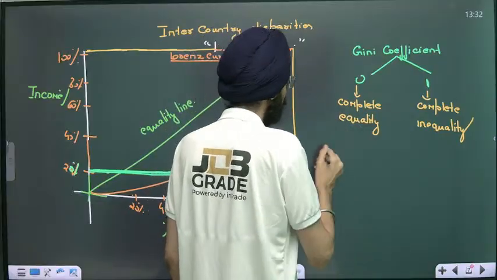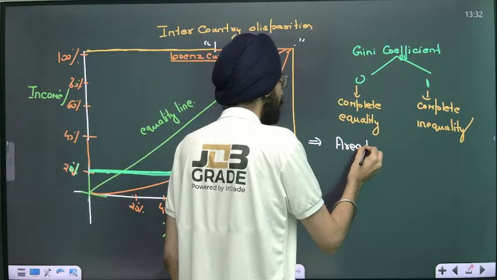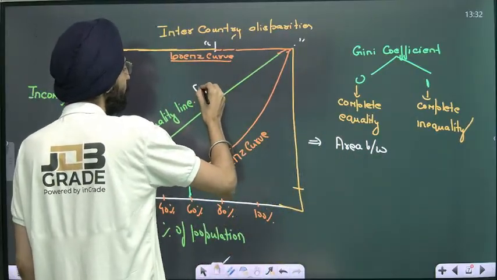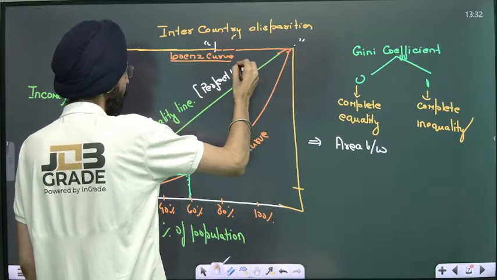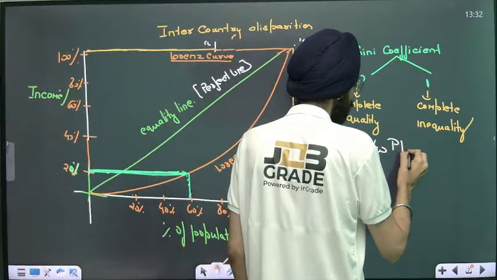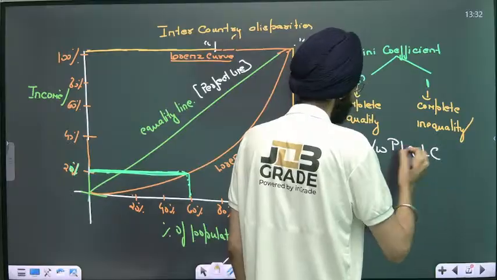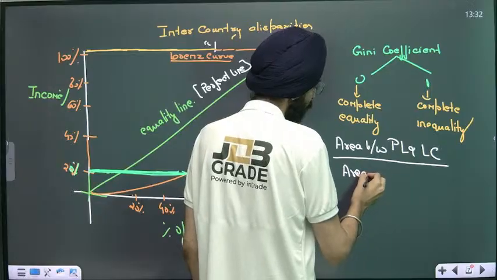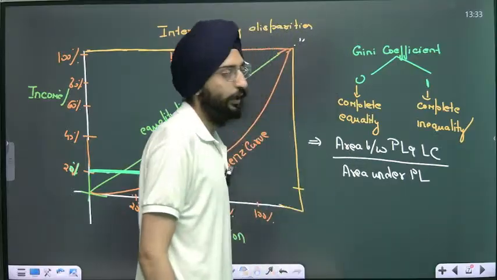How Gini coefficient is calculated: it's nothing but the area between the perfect line, this is called a perfect line in the Lorenz curve, the equality line is nothing but a perfect line, area between the perfect line and Lorenz curve, LC, and the area under the perfect line.